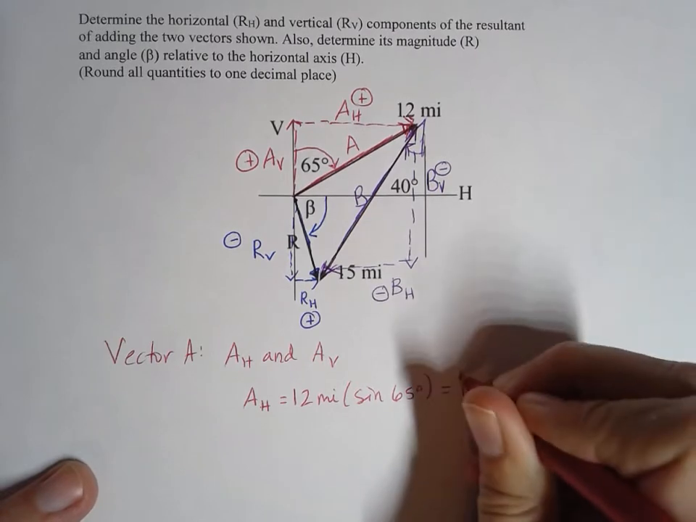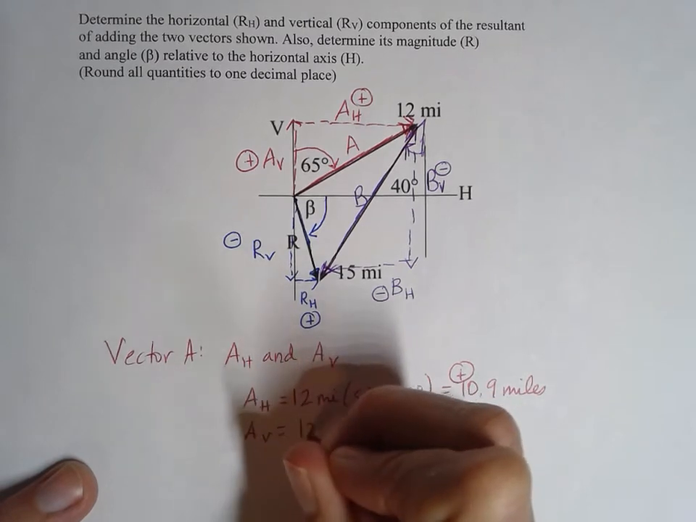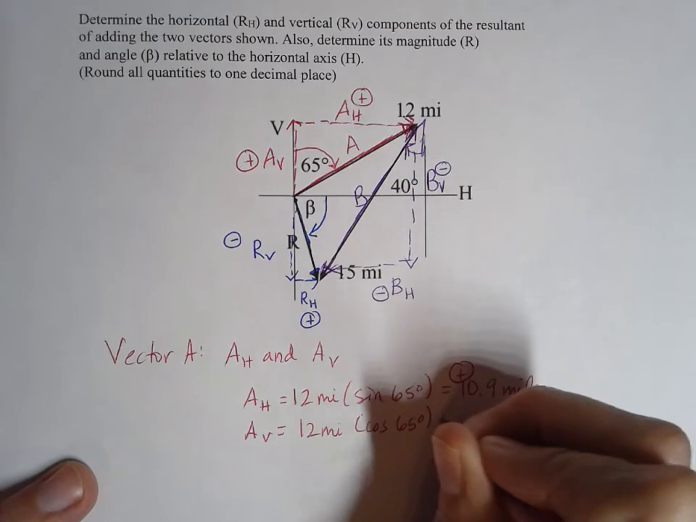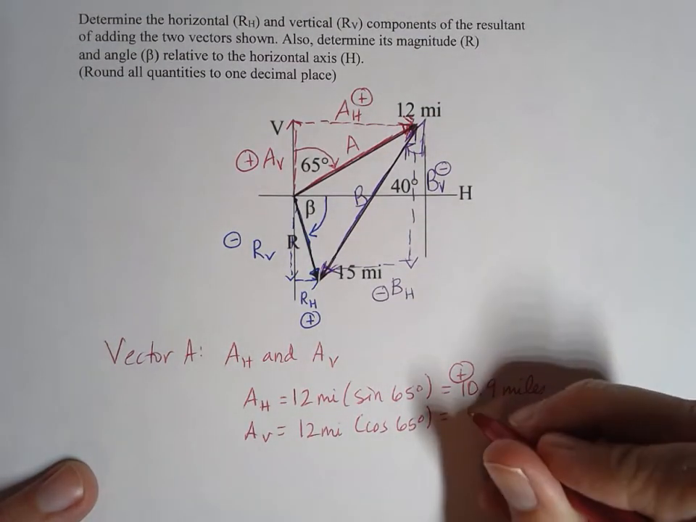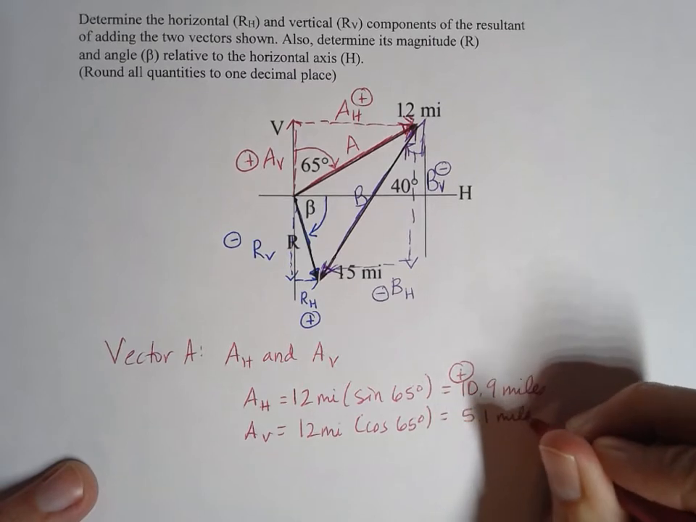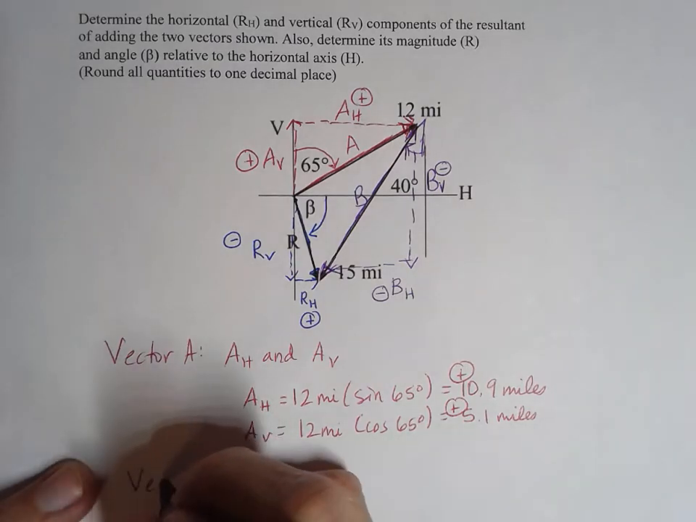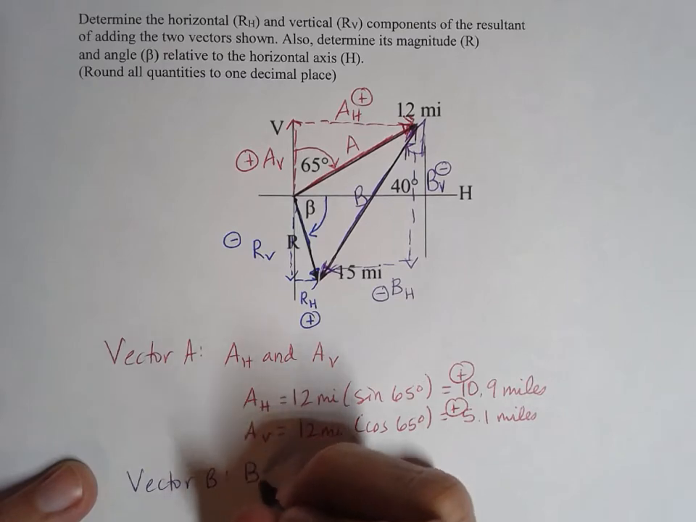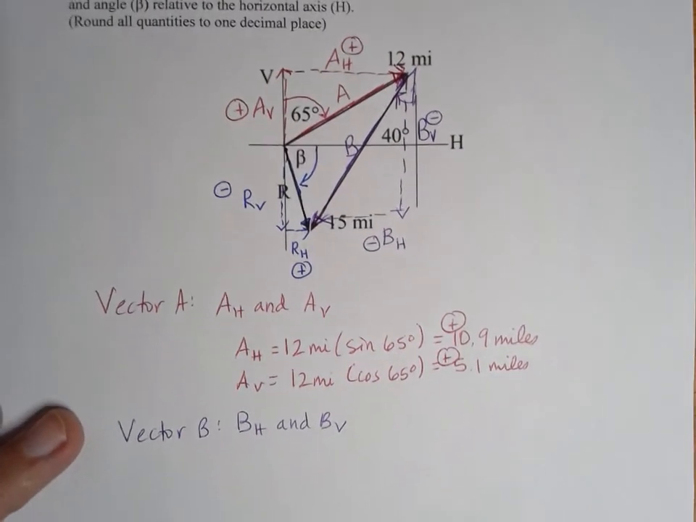And we'll put a positive on that. And then A sub v is going to be 12 miles times the cosine of 65 degrees. This time we're looking at that adjacent leg, and that is going to be 5.1 miles. You can check that in your calculator. Make sure you got that. And now we're going to take a look at vector B and see what happens there. Again, we're going to have to find the horizontal and the vertical components for B.